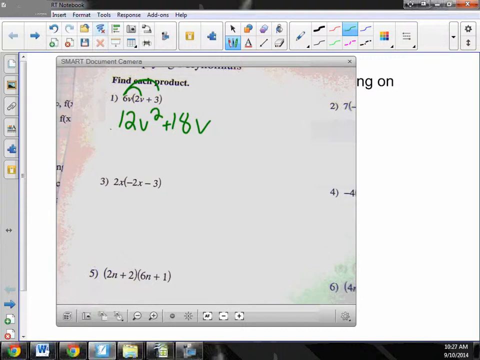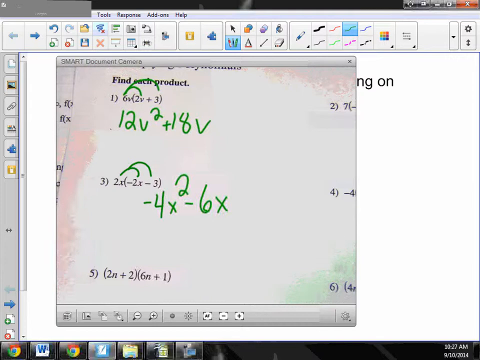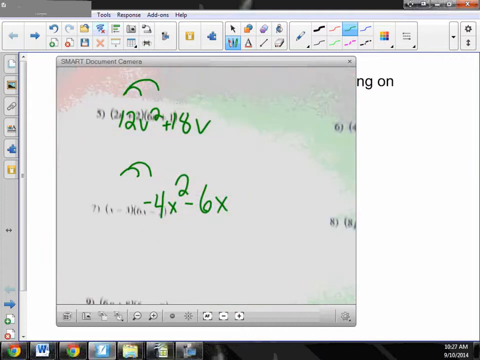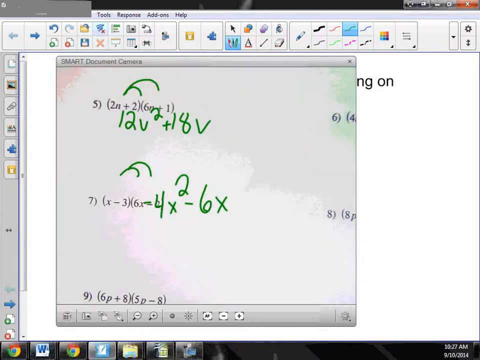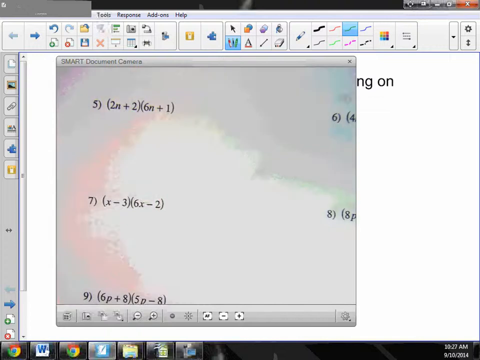Number 3 also is a monomial multiplied by a binomial, so I'm going to distribute. And I get negative 4x squared minus 6x. Does that simplify any further? No. Super easy. Well, when we get into the harder problems, we're going to use a different method.